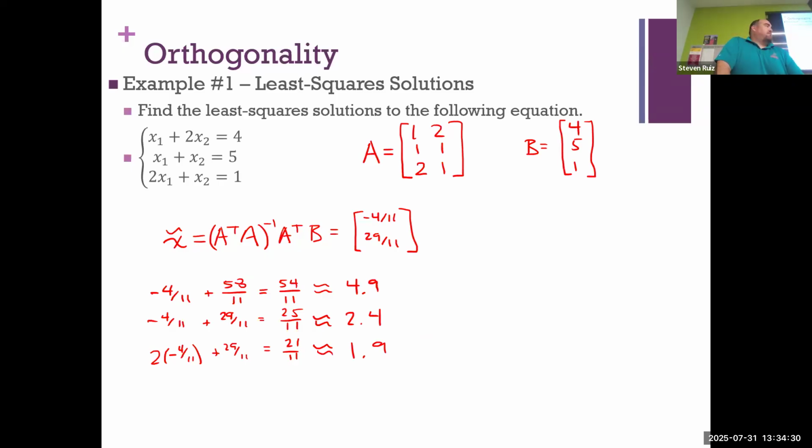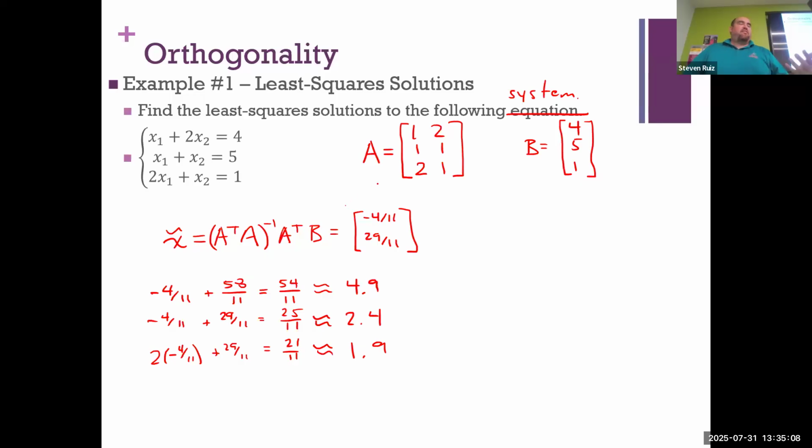Questions about how this works, the result we got? So what's the actual answer to what I asked? Like, what is the least squares solution to the following, not equation, to the following system? That is, this technically is not what we were looking for. I did this to show that what we found was good.